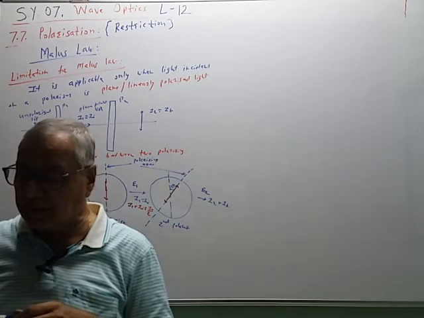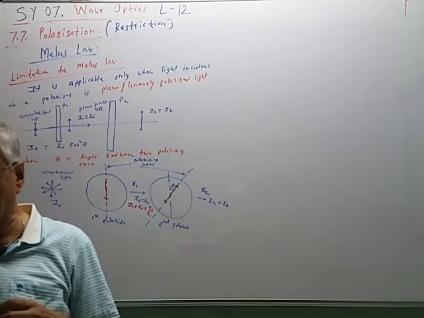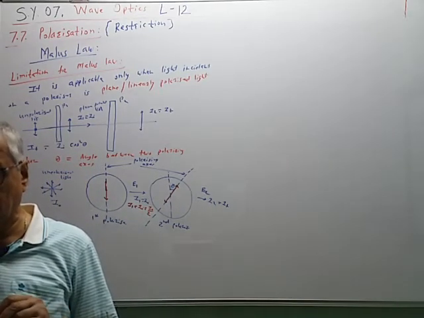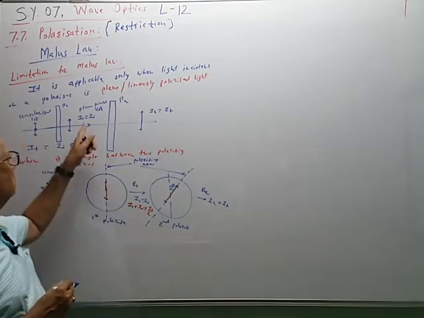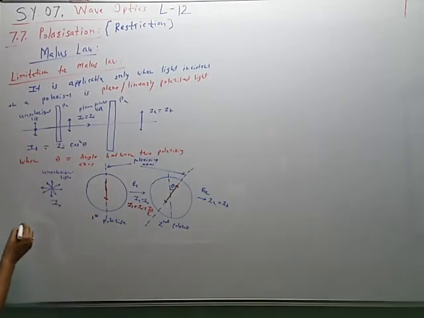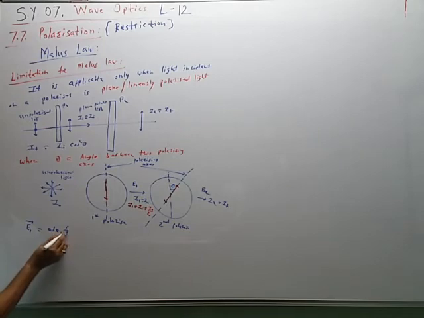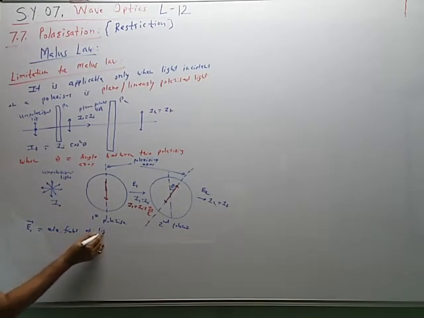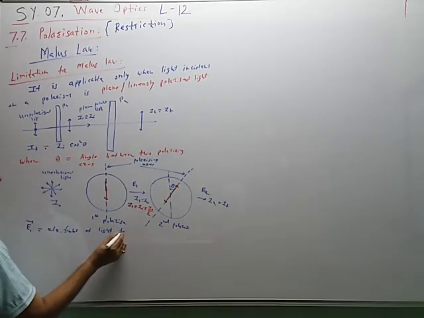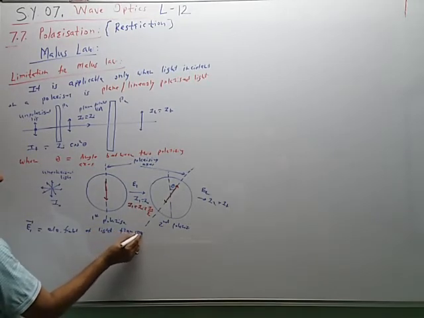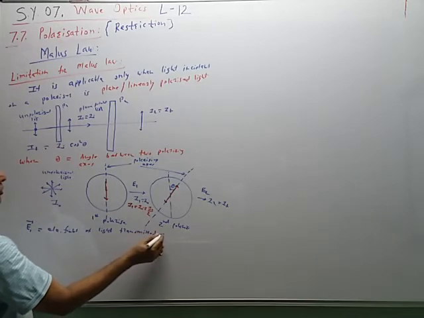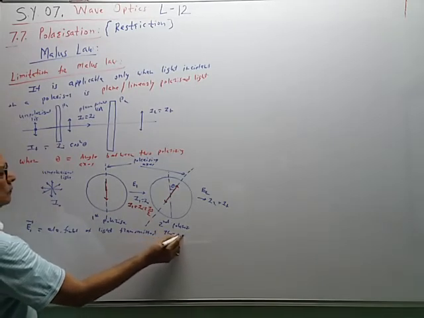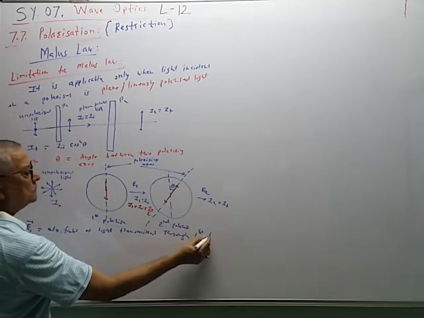Now the electric field from the first polarizer, E1, is given by this. E1 is equal to the electric field of light transmitted through the first polarizer.